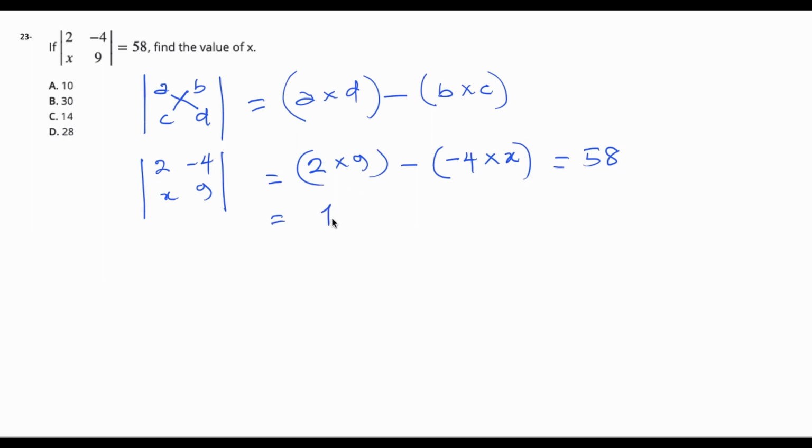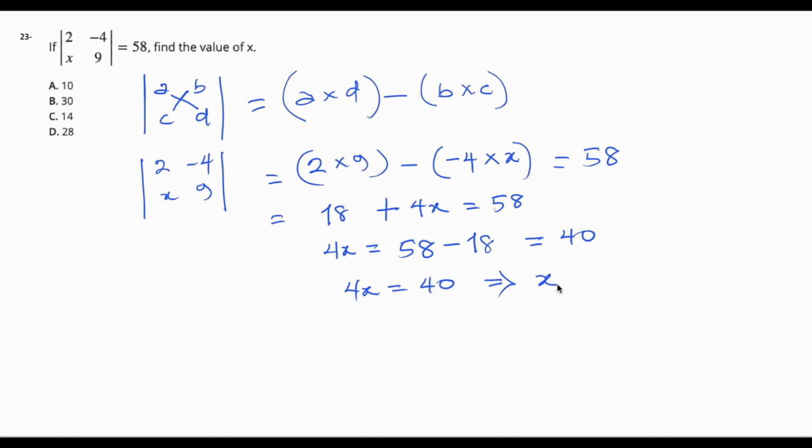So this is 2 times 9 is 18, and here we have minus minus 4x, and minus times minus will become plus 4x equals 58. So 18 plus 4x is equal to 58. If we send 18 to this side, it becomes minus 18, and that's equal to 40. So if 4x is equal to 40, then dividing both sides by 4, we have x is equal to 10. So A is the answer here.